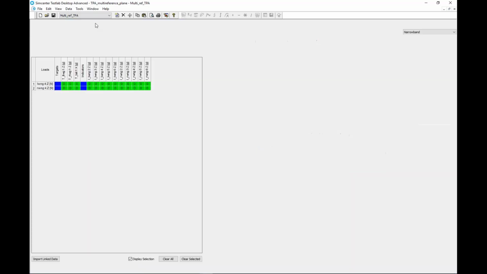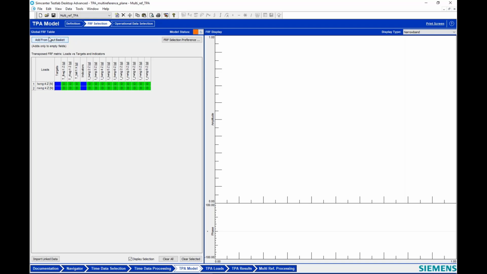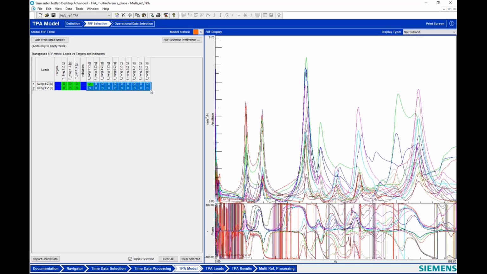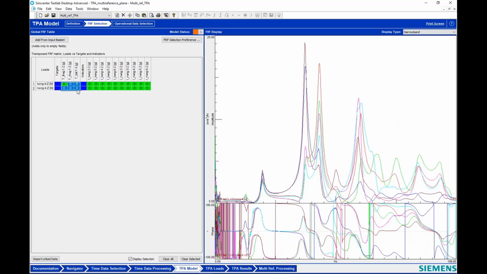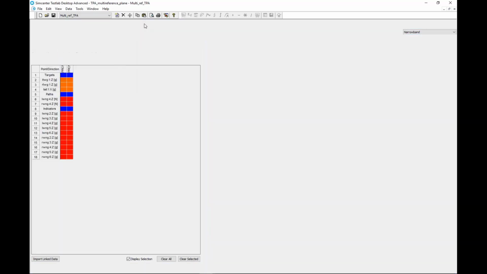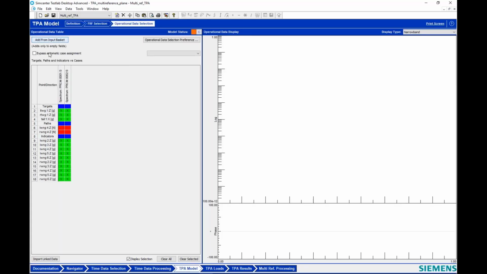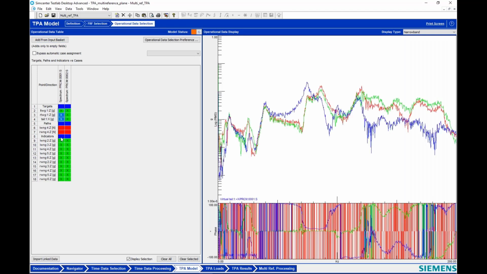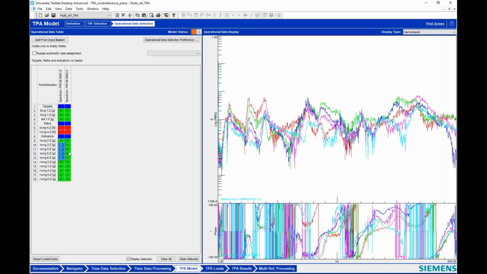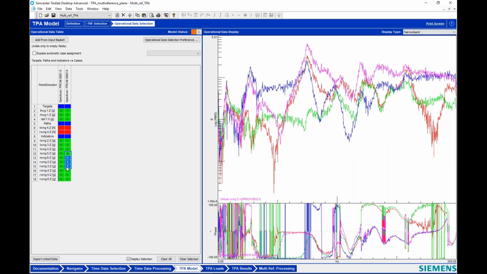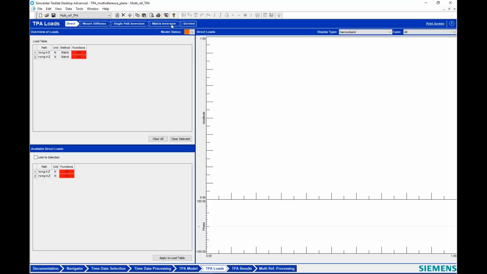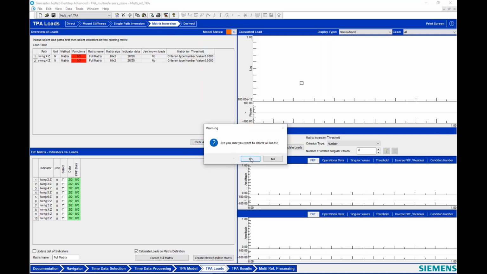And then I go to FRF selection, make sure my FRFs are here. These FRFs are going to be used in matrix inversion to calculate the forces. Once I have the forces, these are going to be used to calculate the contributions to the targets. That's unrelated to multi-reference TPA, just stating that again. Find my operational data. So here are my operational targets, and these are the operational spectra for principal component 1 and principal component 2.